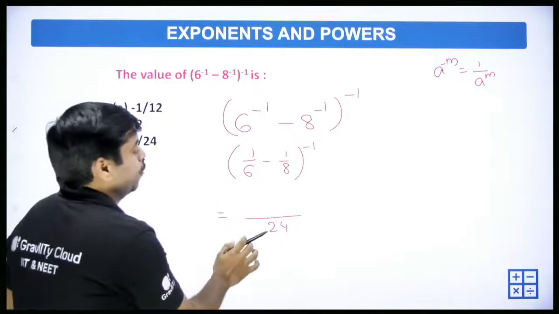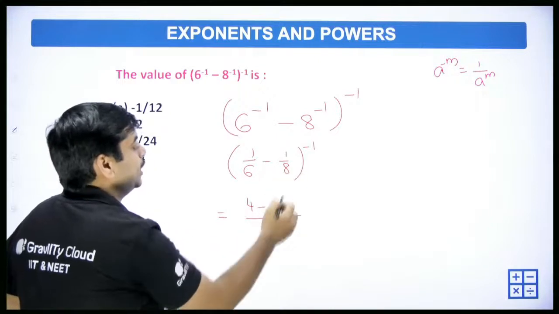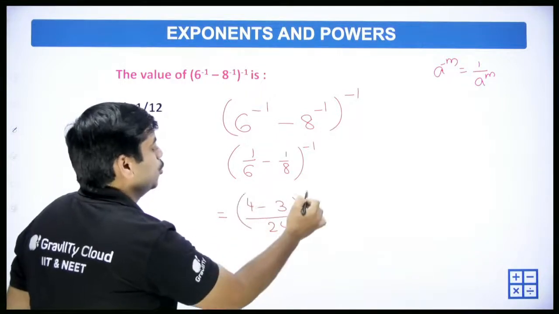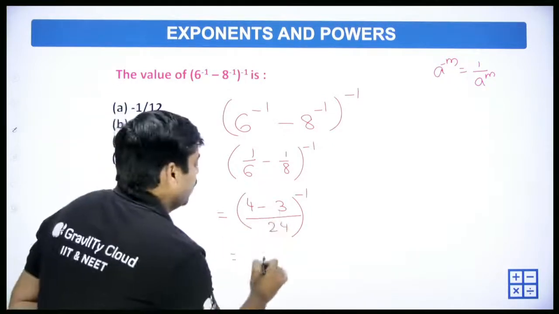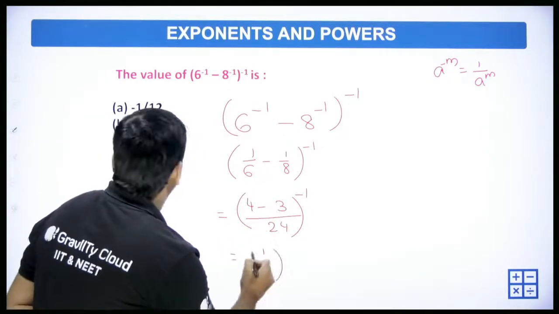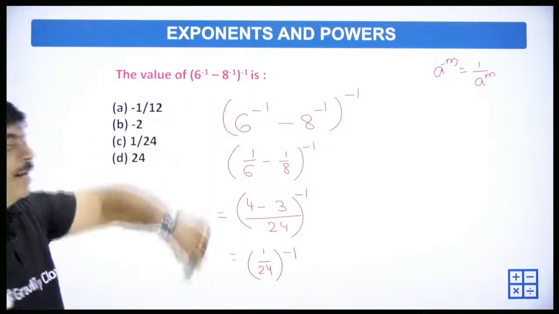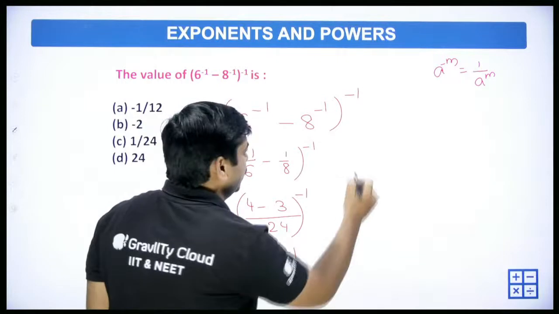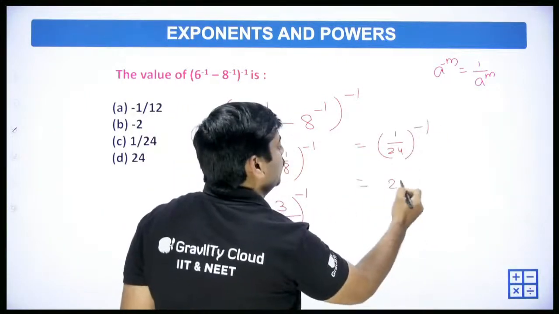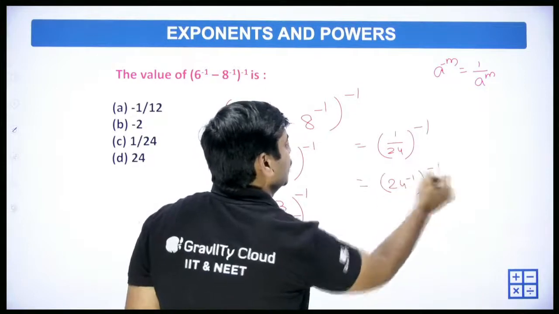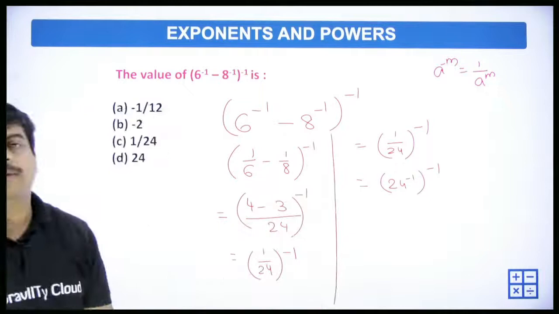6 4s are 24, 4 into 1 is 4; minus 8 3s are 24, 3 into 1 is 3. So (4 minus 3) whole power minus 1. 4 minus 3 is 1, so (1 by 24) whole power minus 1. Again, a power minus m is 1 by a power m. So 1 by 24 can be written as 24 power minus 1, whole power minus 1.